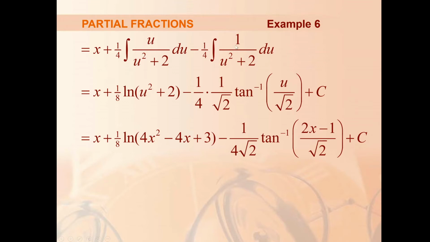And then over here, we have the inverse tangent of u over root 2. This one is the pattern of the inverse tangent function for the integral. And then 1/4 times the missing element, 1 over root 2. And then don't forget to add the constant c at the end, because that's the indefinite integral.